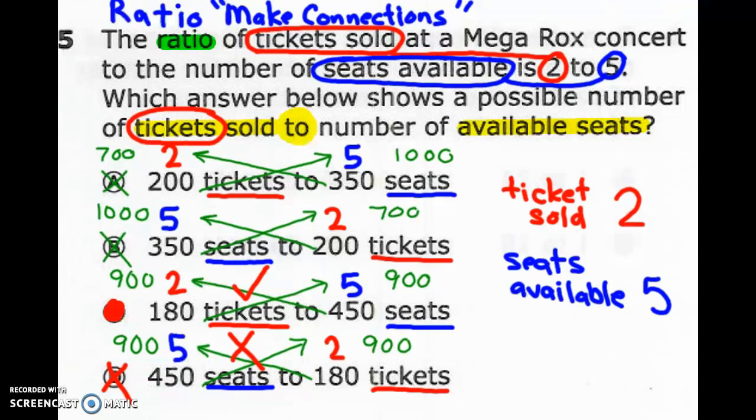So be very careful if you get two answers that are the same. Make sure that you answer what it's asking you for. And this question asked me for tickets sold to available seats. So they wanted the tickets first and the seats second.